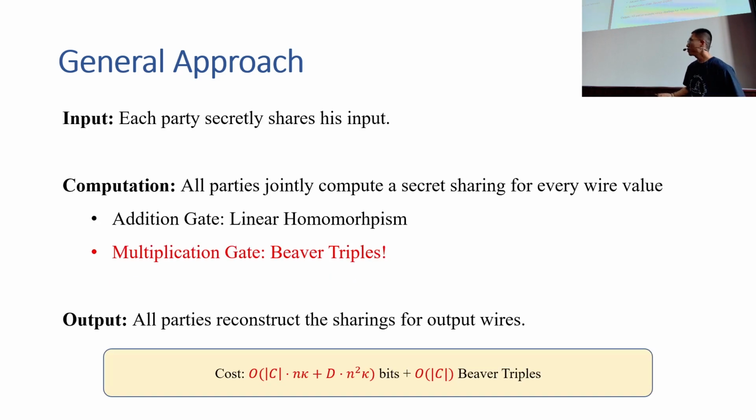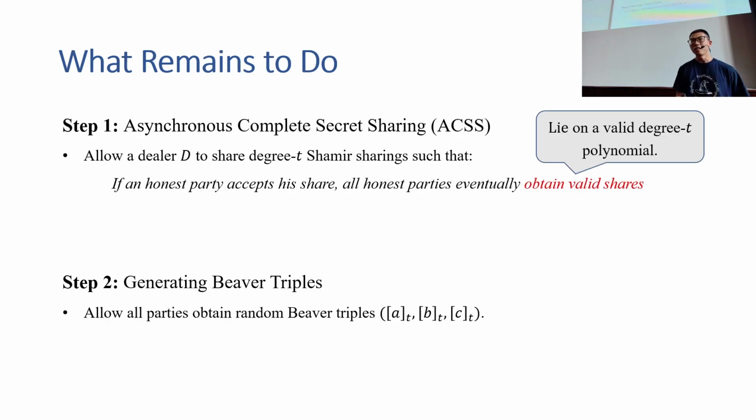And actually, from previous work, we can already achieve linear communication, assuming that you have enough Beaver triples. That means that if we want to achieve linear communication, the only thing we need to do is to prepare Beaver triples. Okay, so usually this is further divided into 2 parts. The first part is called asynchronous complete secret sharing. So basically, we want a dealer to share degree T Shamir sharings to all the parties so that all the honest parties should eventually obtain their shares. And with this tool, we will let all the parties generate the random Beaver triples.